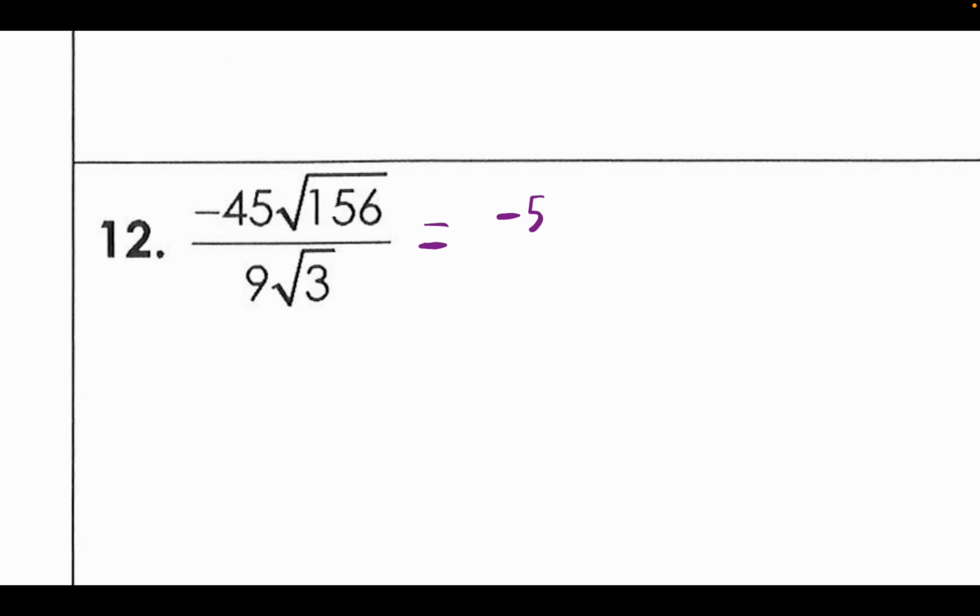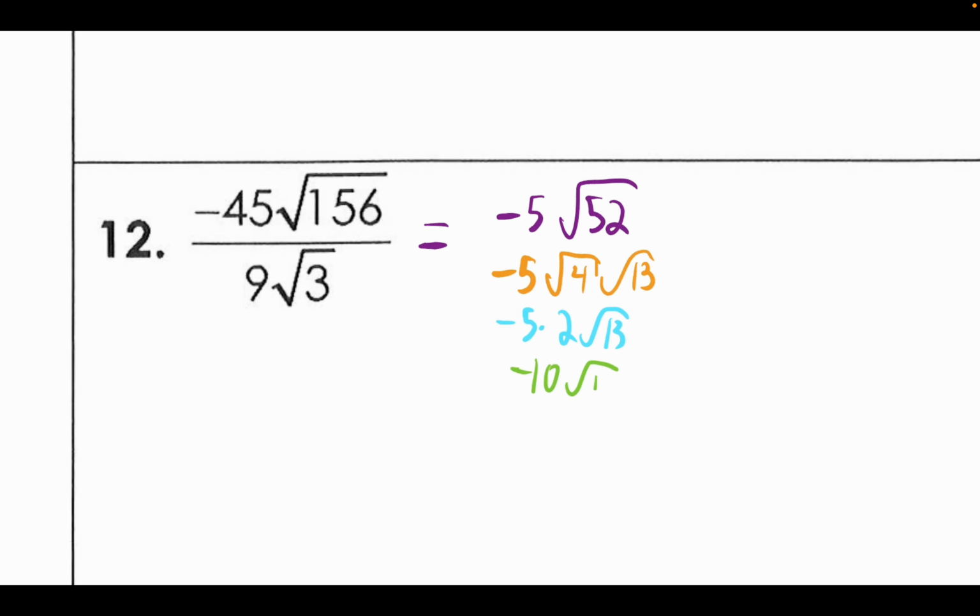156 divided by 3 is just 52, so square root of 52. Now I look to simplify the square root of 52. That does simplify, so we get negative 5 times the square root of 4 times the square root of 13, which is negative 5 times 2 times the square root of 13, aka negative 10 times the square root of 13. That's our answer.